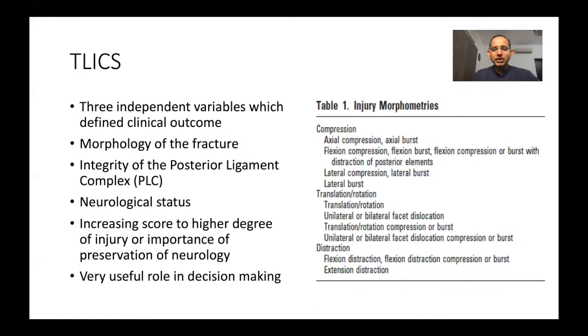They used a multitude of injury morphologies, but there were 3 broad groups: the compression group, which involved the axial, the lateral, the flexion compression. Then there was the translational or the rotational group. And then there was the distraction group, which would be the flexion distraction or the extension distraction.